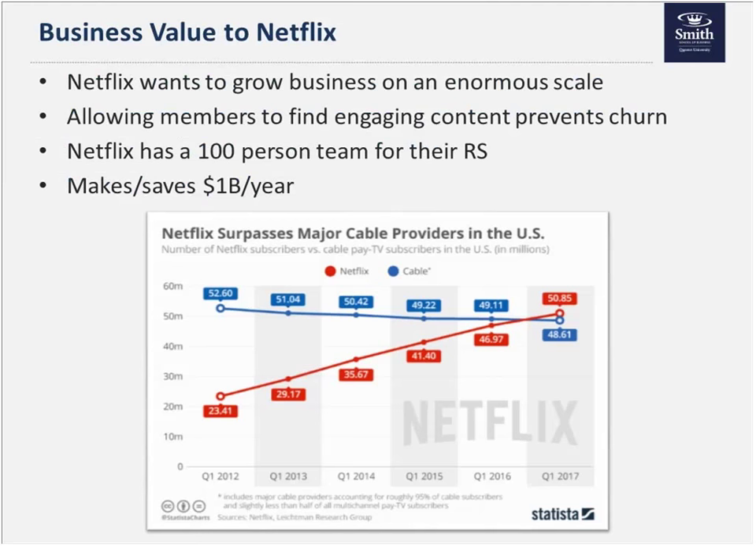Okay, so the business value of Netflix's recommender system: basically Netflix wants to conquer the world. It wants to grow business to an enormous scale. Its main goal is to prevent churn, so it wants to keep users engaged and active and happy. Netflix has a 100-person team for the recommender system, and they estimate that it makes or saves them $1 billion a year. And in the chart there at the bottom, you can see that Netflix, in the US at least, has now overtaken cable subscription.